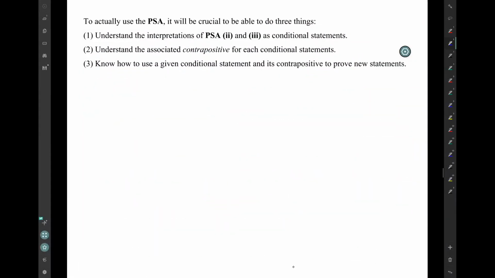Now, to actually use the plane separation axiom, it's going to be crucial to be able to do 3 things. First of all, understand the interpretations of PSA2 and PSA3 as conditional statements, and then understand the associated contrapositives for each of those conditional statements, and then finally know how to use a given conditional statement and its contrapositive to prove new statements. So I'm going to talk about that really briefly right now.